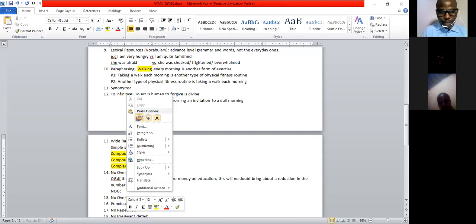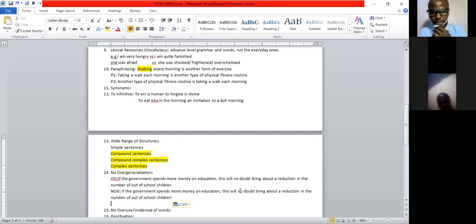So let's see. If the government spends more money on education, this, and I remove "will no doubt", and I say "this might bring about", I have removed overgeneralization there. This might, or this is likely to, I am taking away my overgeneralization. This is likely to, this tends to, I've taken away overgeneralization. This possibly might.